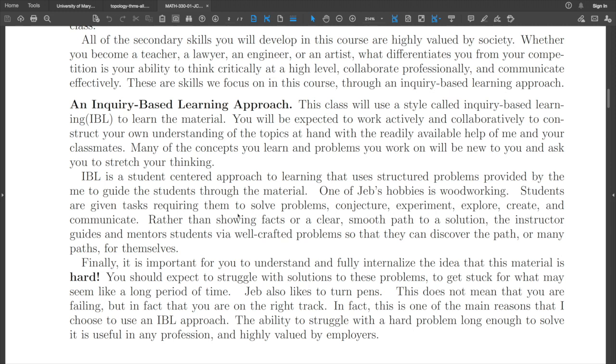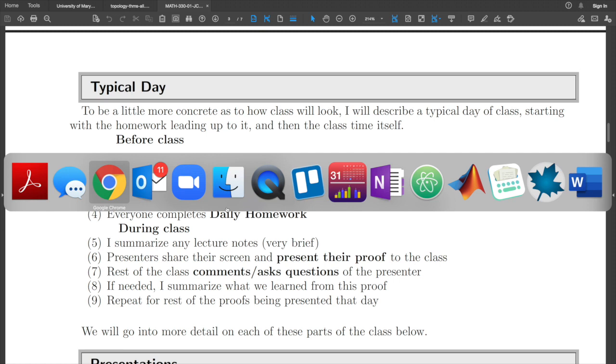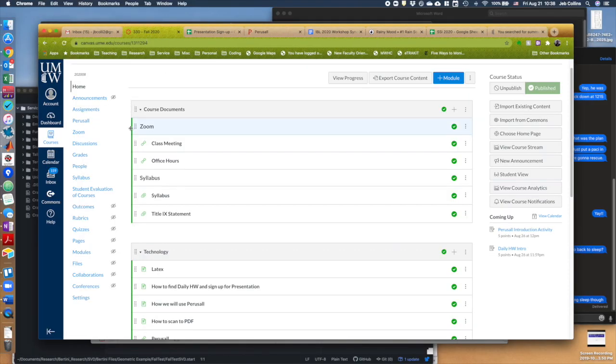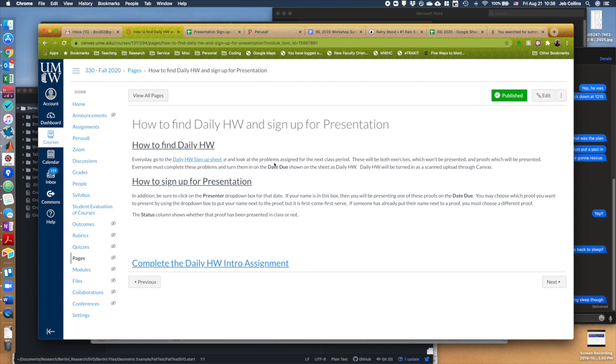All right, so what is an actual day or week going to look like in this class? First thing that's going to happen is you are going to figure out what your homework is for the next class period. The way that we're going to do that is we're going to go to Canvas. And here in the technology module, we see a bunch of how-tos. This one right here is a nice one of how to find your daily homework and how to sign up to present. There's a nice intro assignment that you're going to have to complete.